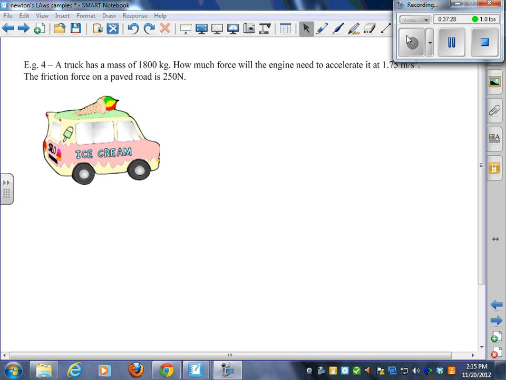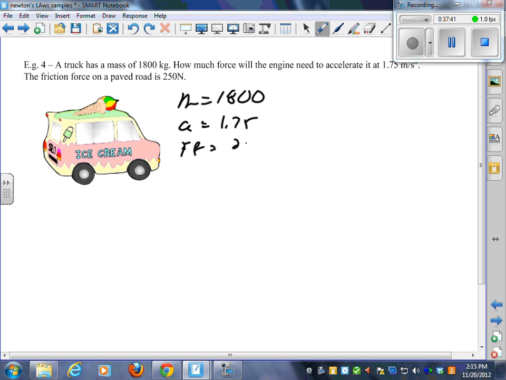Okay, let's have a quick look at this here. What do we know? We know that the mass is 1,800. We know that the acceleration is 1.75. I know that the friction force is 250. And I have to solve for the applied force, right? So, with my M and my A, I can get F net is equal to MA. I can go 1,800 times 1.75 and get 3,150. Oh, this is easy, right?